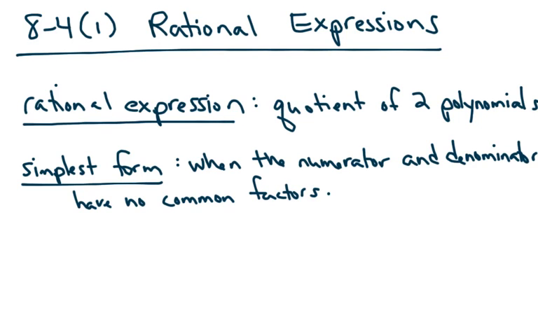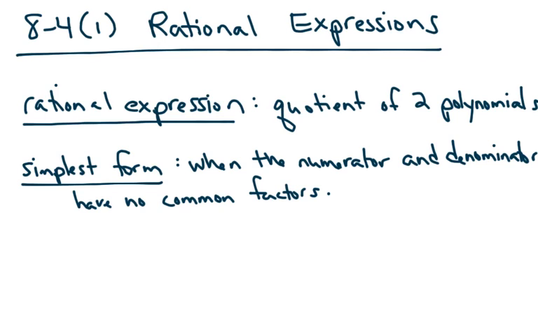In section 8.4, we're going to talk about simplifying rational expressions. We've actually already done this in terms of finding vertical asymptotes and holes. A rational expression is a quotient of two polynomials, i.e. it's a fraction where there's a polynomial in the numerator and a polynomial in the denominator. What we're going to do is write them in simplest form.